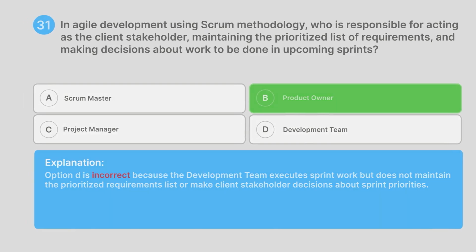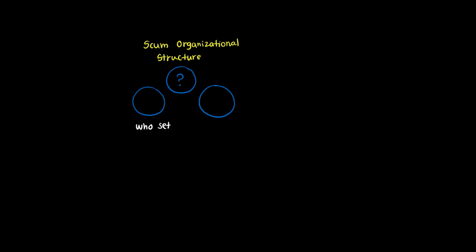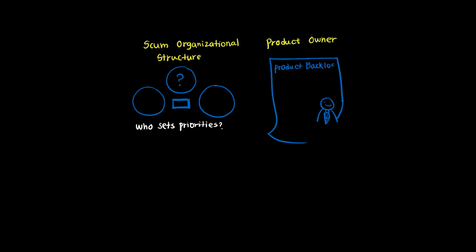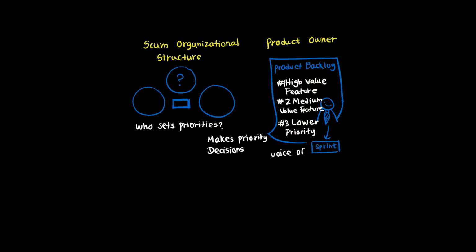Let's break down the key roles in Scrum methodology and understand who does what. Scrum has a unique organizational structure with 3 core roles, and it's important not to confuse them. The product owner is the business stakeholder, the client for whom the system is being built. They own the vision and priorities. They maintain the product backlog, which is that prioritized list of all features and requirements. They decide what goes into each sprint based on business value. Think of the product owner as the voice of the customer with decision-making authority about what gets built.